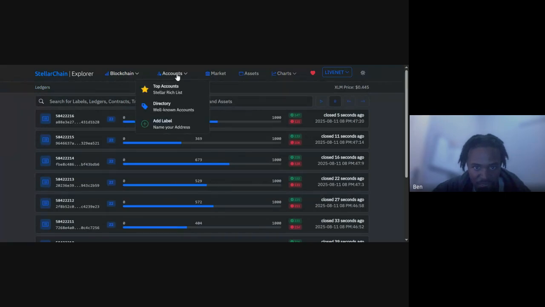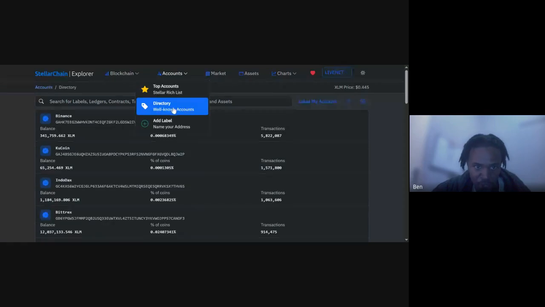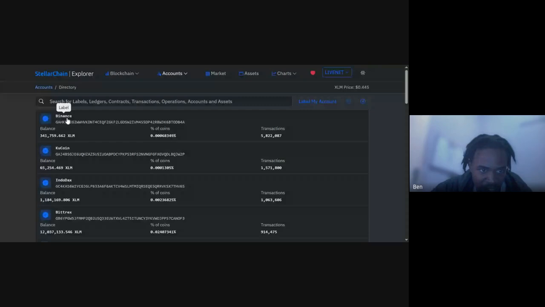You can also see accounts. Here is the directory of well-known accounts. You can see Binance. Thumbs up if you know Binance, KuCoin, Bittrex. So these are the centralized exchanges.